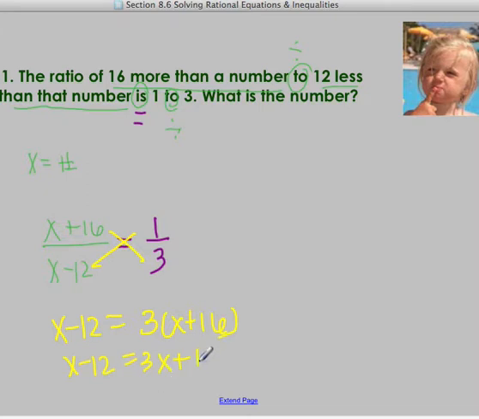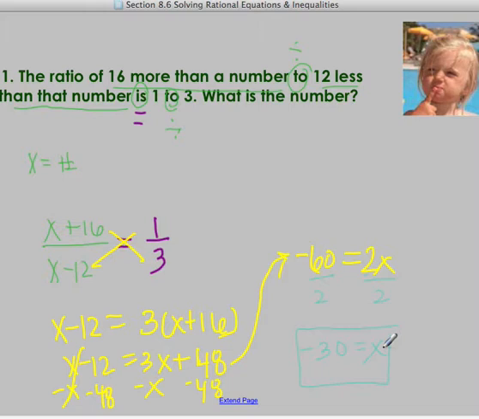Excuse me, 48. So I would go ahead and subtract x and subtract 48. Negative 12 minus 48 is negative 60, which is equal to 3x minus x, which is 2x. Then I would divide by 2 on both sides. So negative 30 is equal to x. So my number is negative 30. Okay, that is example 11.